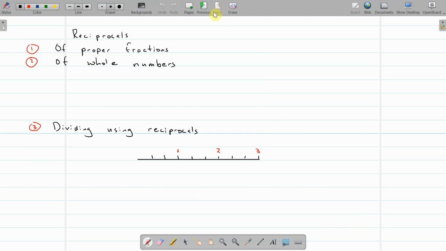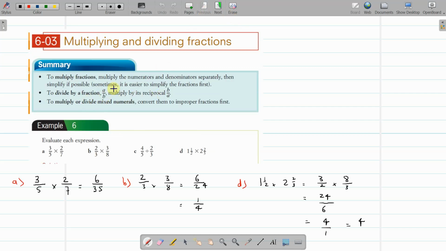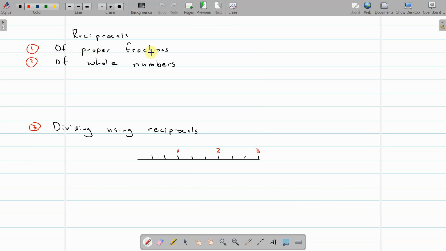A word about reciprocals, because I need you to understand that before we do the dividing. Because to divide by a fraction means multiplying by its reciprocal. So let's have a look. Reciprocal of proper fractions. Let's go 3/4. Reciprocal is another way of saying inverse. So denominator becomes numerator, numerator becomes denominator. So the reciprocal of 3/4 is 4/3.